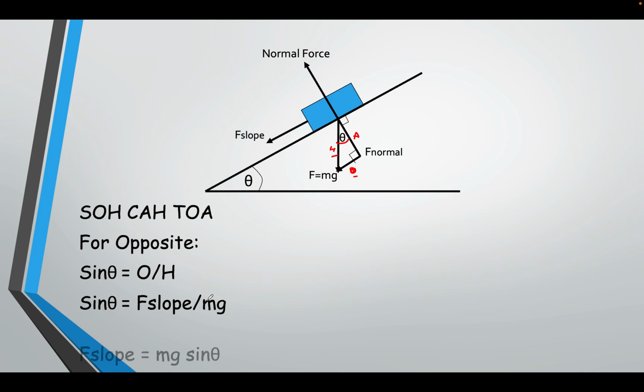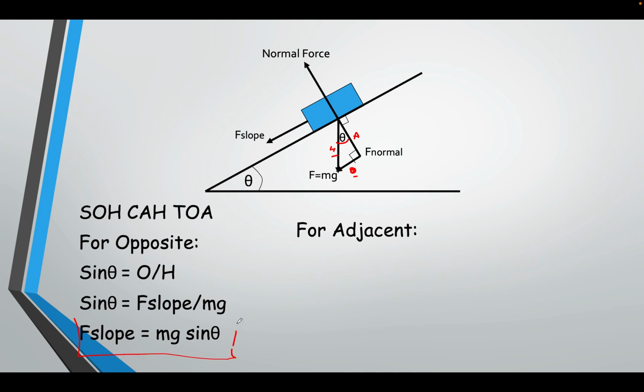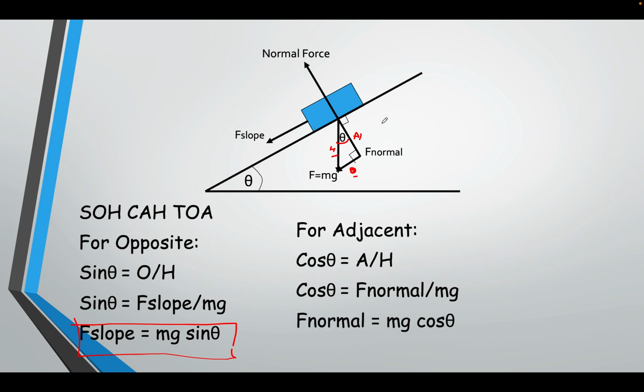This is going to help us get our first formula. F slope, take the mg to the other side, it becomes multiply both sides by mg, and I have my first formula, F slope equals mg sine theta. That's the first one over here. If I wanted to find the normal force, which is the adjacent, that's A in H. So I will have to use cos for that one. A in H, F normal over mg. Rearranging, F normal is mg cos theta. This will be needed if you need to find friction, the kinetic friction, for example, because we use F equals mu F normal.